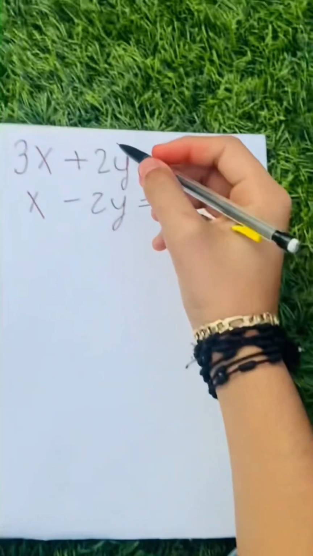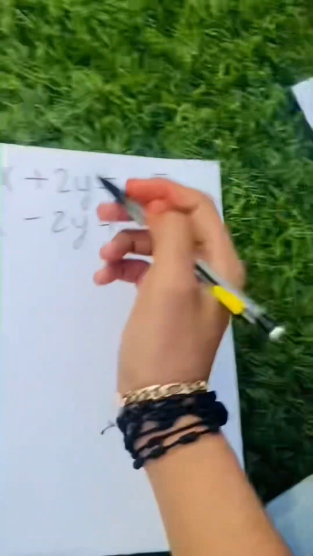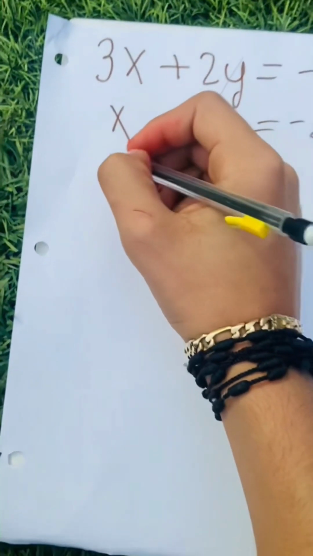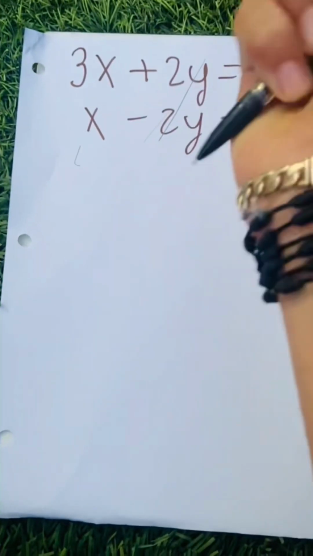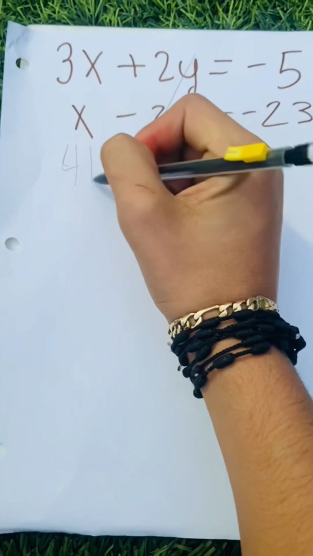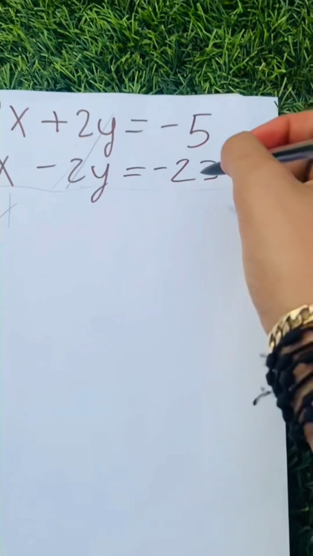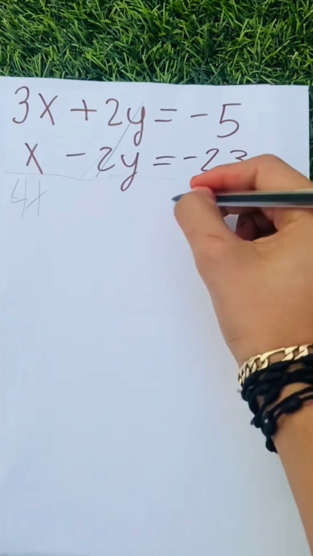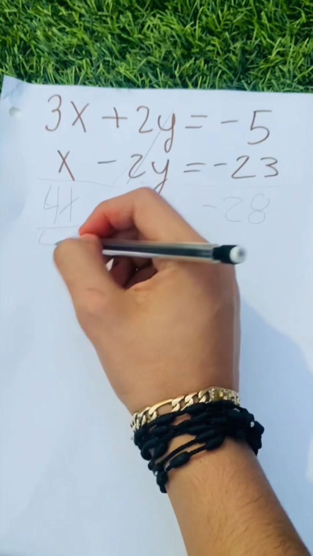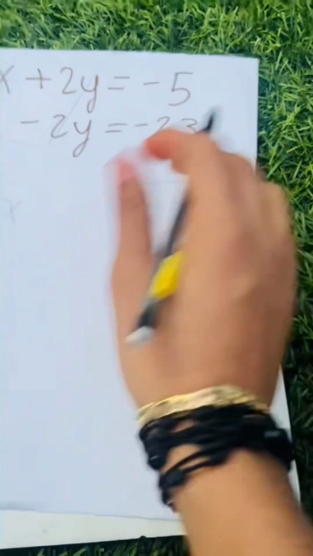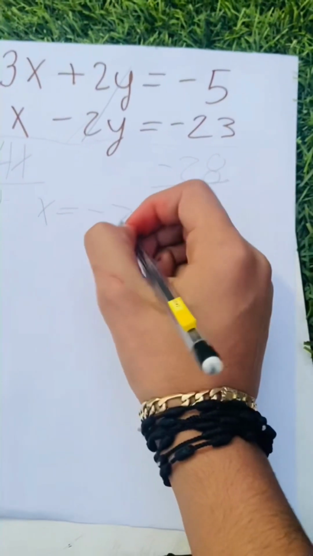Okay, first we'll get rid of the 2y so we can solve for x. Then we'll add 3x and regular x to get 4x. Then we'll subtract 23 from -5 to get -28. And we'll divide 4x by 4 to get x by itself. And we'll divide -28 by 4 to get -7.